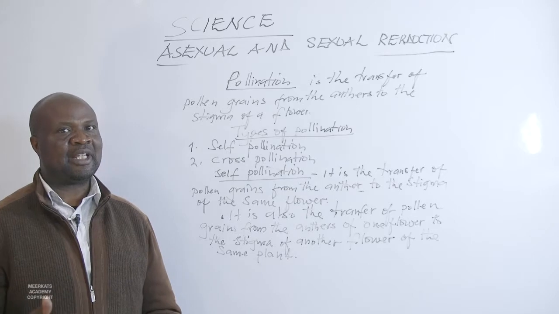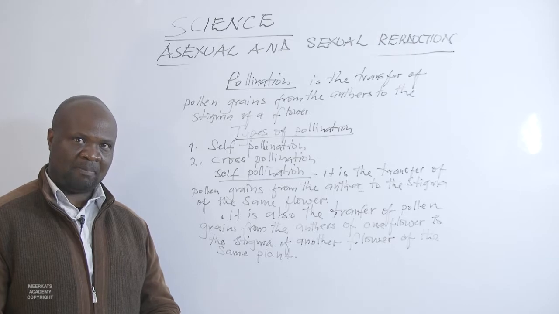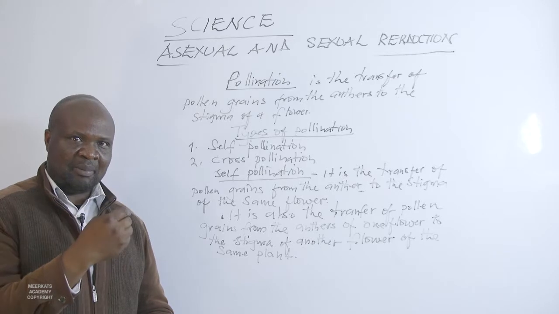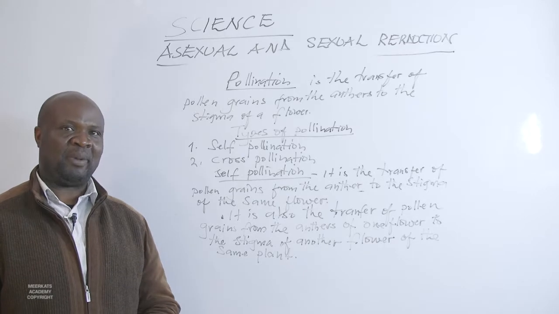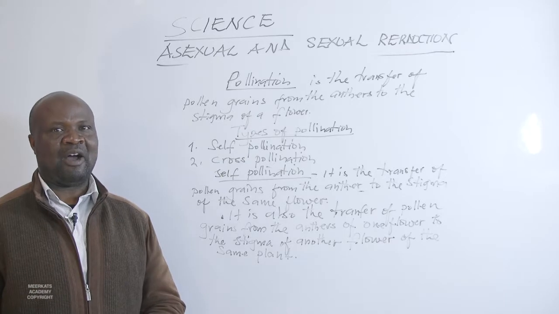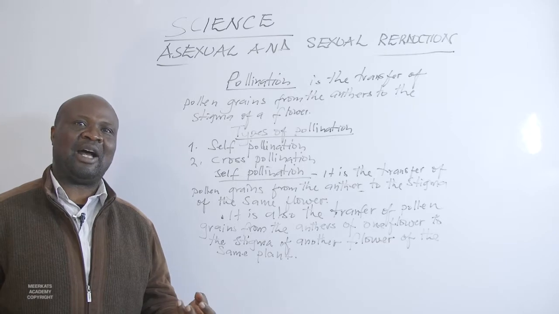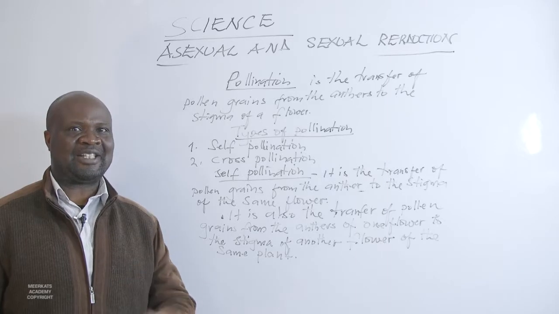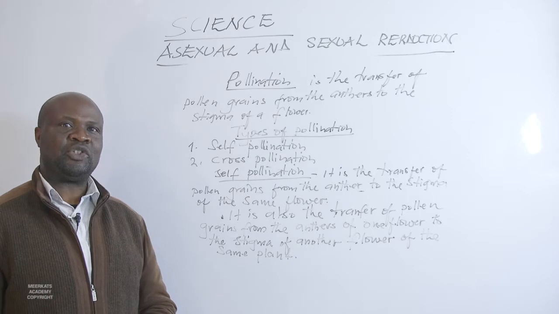But we have given a second scenario. Pollen grains of one flower are able to move to the stigma of a different flower within the same plant. A plant can have several flowers. If pollen grains are carried to the stigma of other flowers within the same plant, we call that self-pollination.